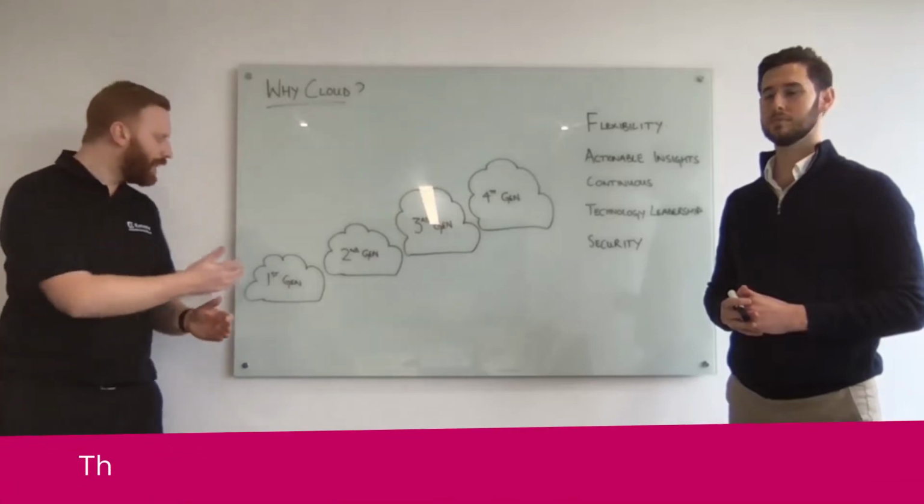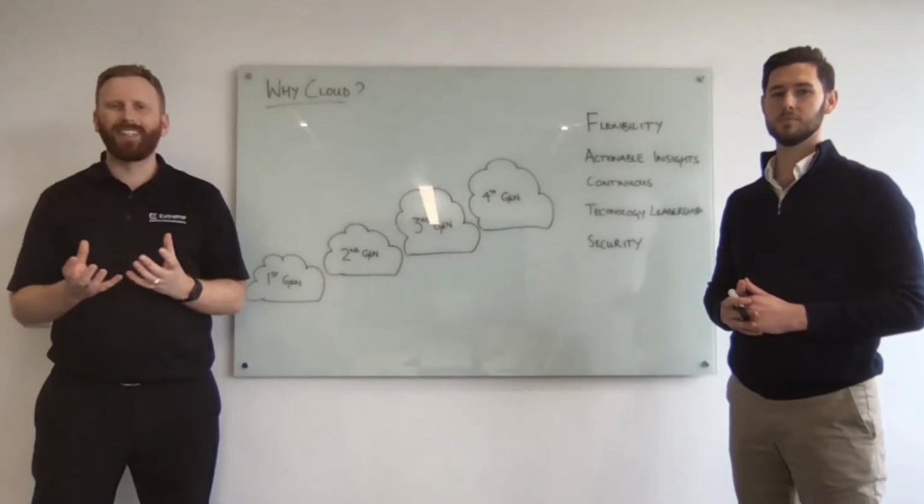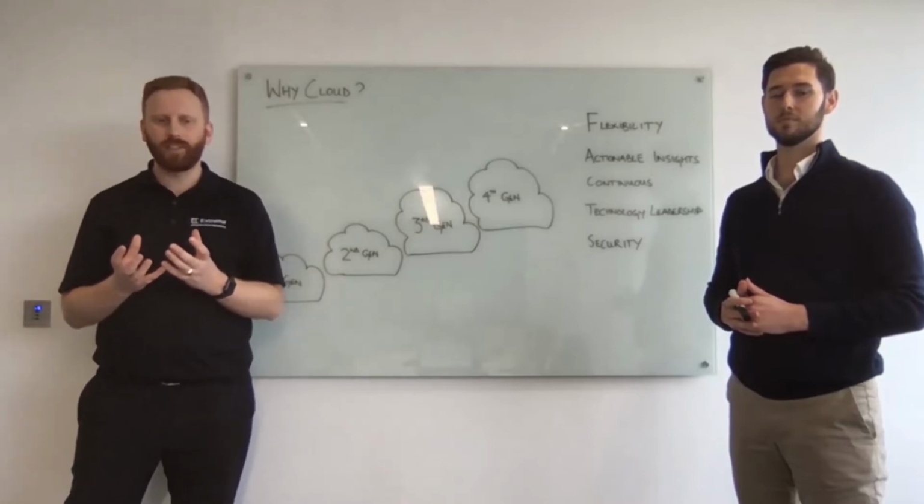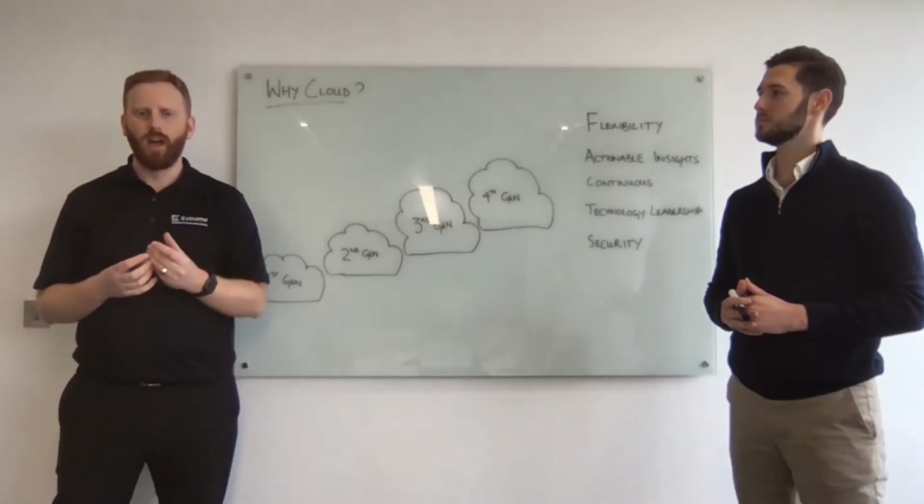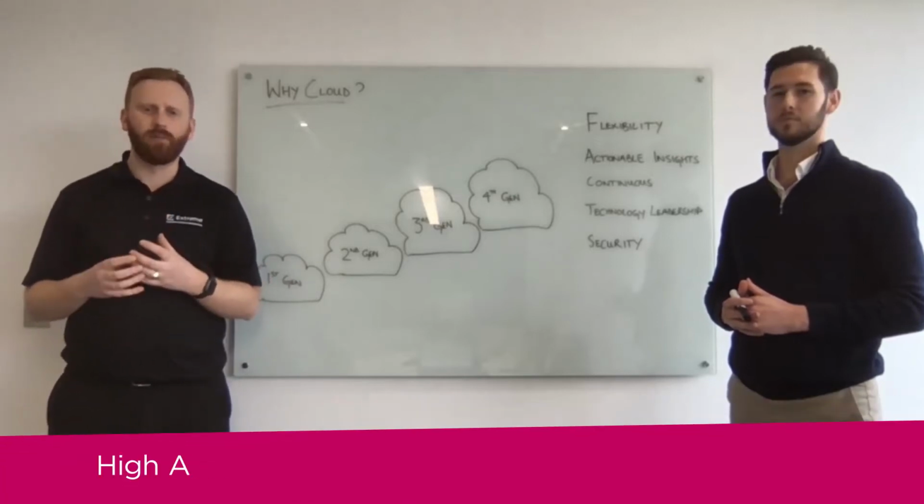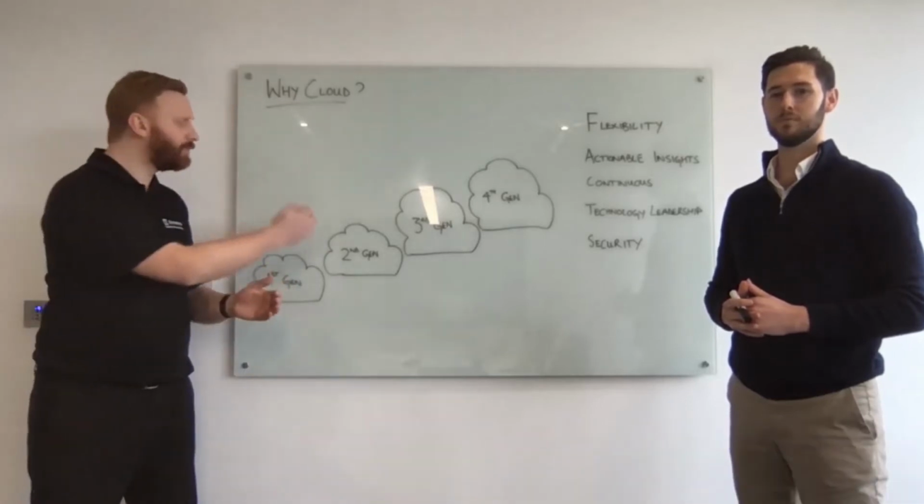There was then quite a big jump from first gen to second gen cloud. We took that monolithic application on a server system and moved to a cloud architecture with something called microservices. That also permitted HA, high availability, and increased scaling. So microservices are key from Gen 2 onwards.